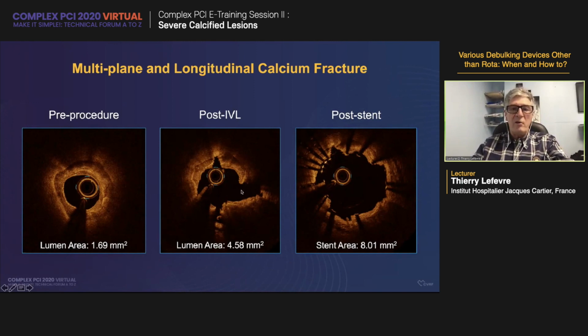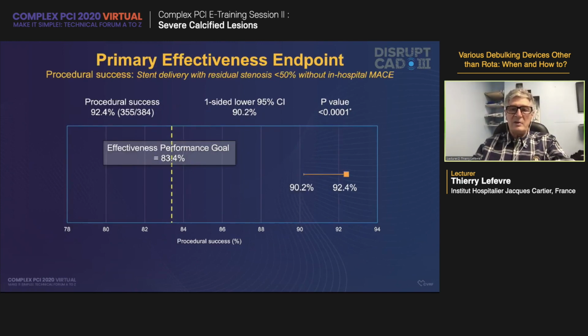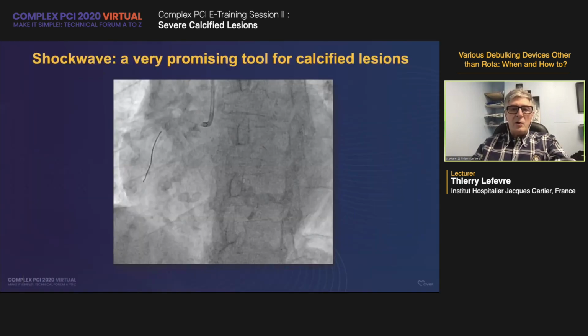You really break the calcium, and then you are able to open the lesion easily. Of course, the balloon is like a non-compliant balloon, so it's not a perfect balloon to cross the lesion. And during the last TCT meeting, Dr. Kyriakis presented the result of the study, showing that compared to orbital atherectomy, you have really a better result in terms of safety and effectiveness. So let's go back to the case.